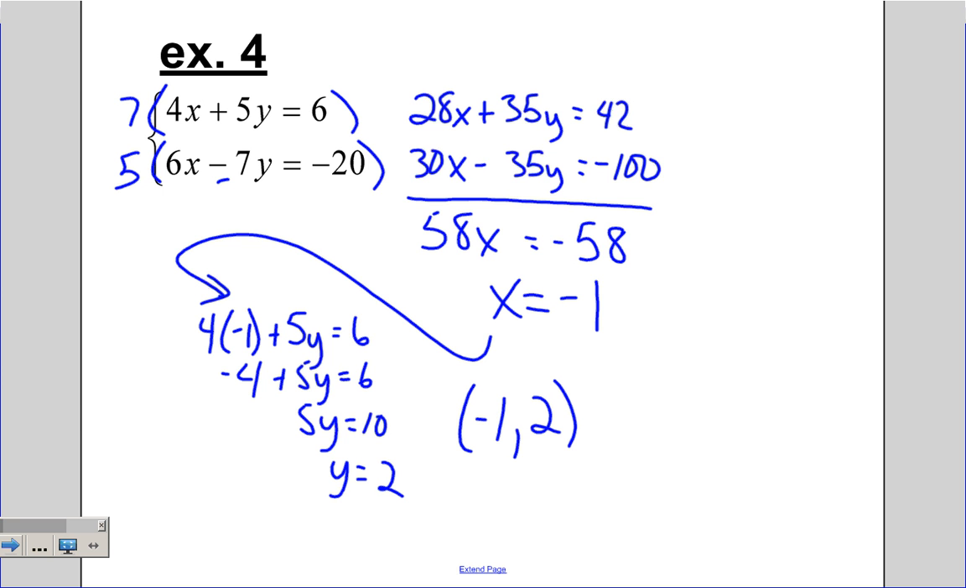I'm going to double check it in the bottom. I already did at the top. So 6 times negative 1 is negative 6. Negative 7 times 2 is negative 14. Negative 6 and negative 14 is negative 20. And we are correct once again.